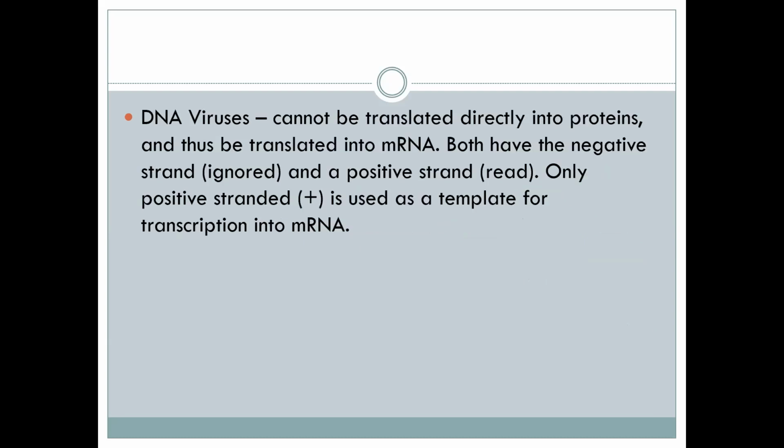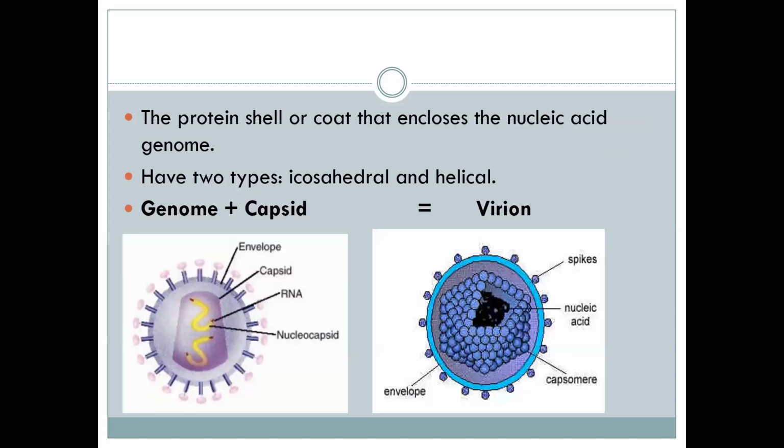Okay? So for the DNA viruses, they cannot be translated directly into proteins and thus must be transcribed into mRNA. However, they already have both the negative strand and the positive strand. So only the positive strand is used as a template for transcription into mRNA.